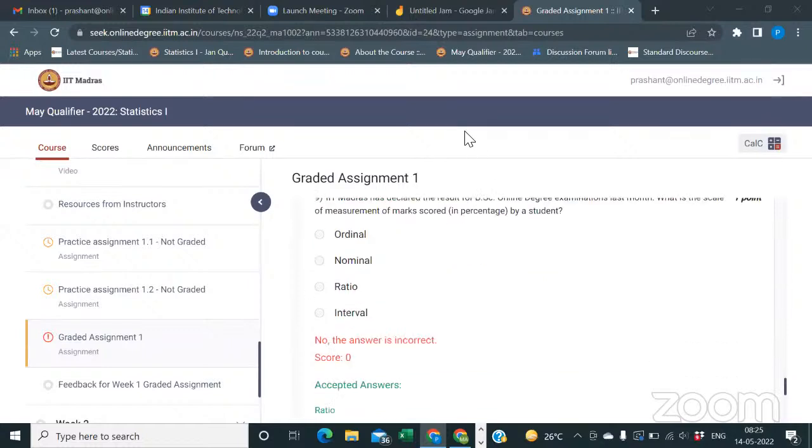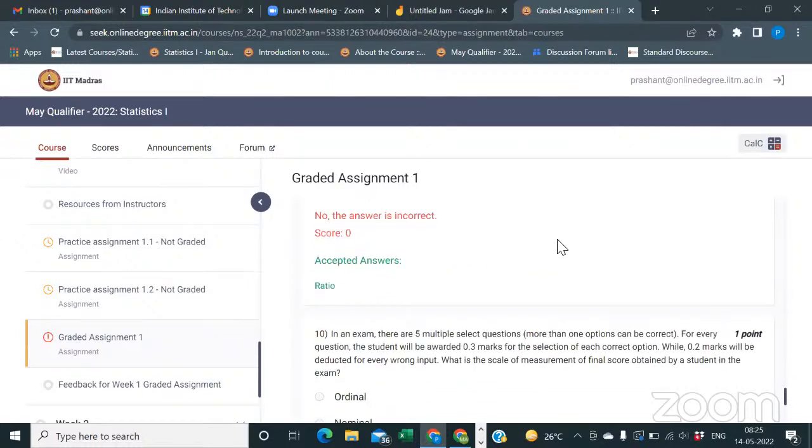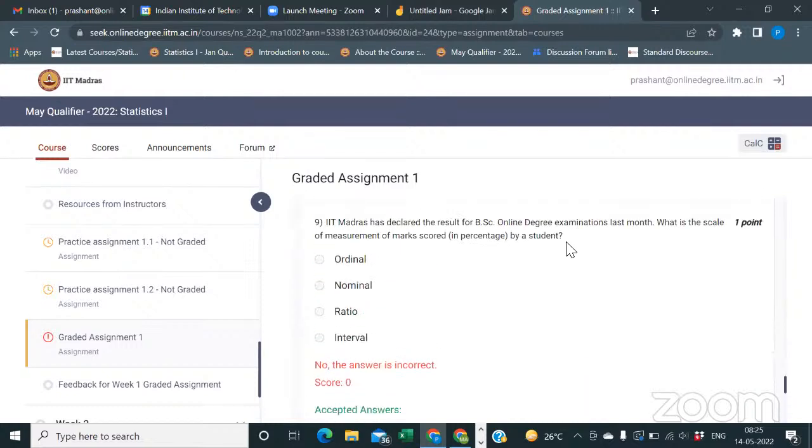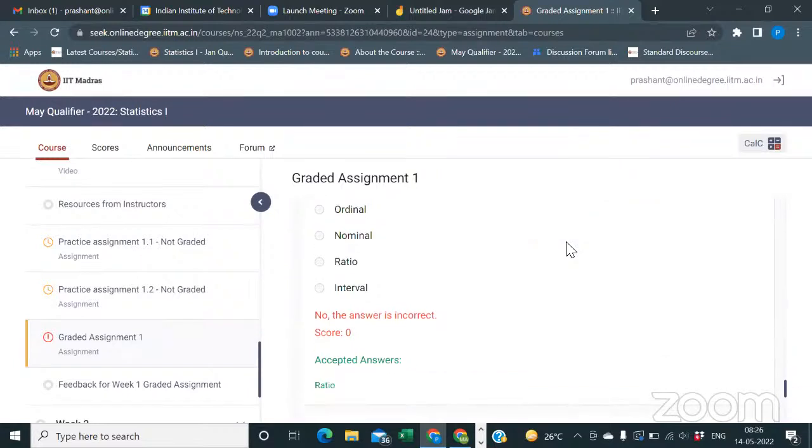As I explained a few minutes back, ordinal and nominal are applicable if you have categorical data, and interval and ratio are applicable if you have numerical data. Marks scored is numerical data; you can perform meaningful mathematical operations on marks. Now think about the two options, ratio and interval. Interval cannot be applied here. Why? Interval is where no absolute zero property exists.